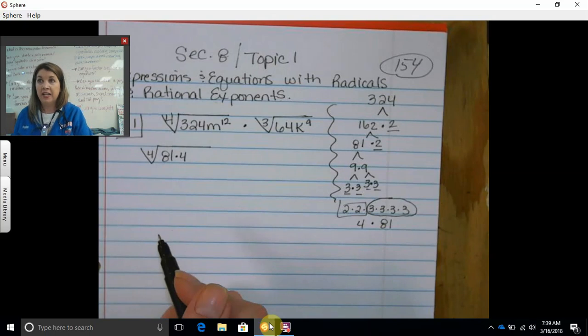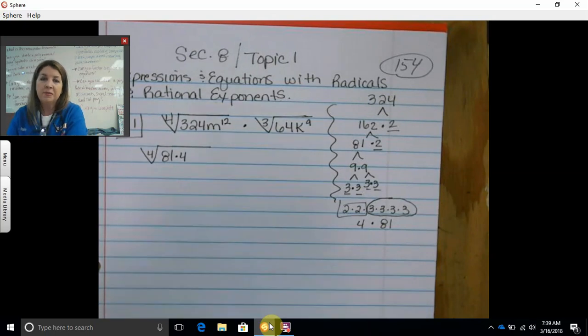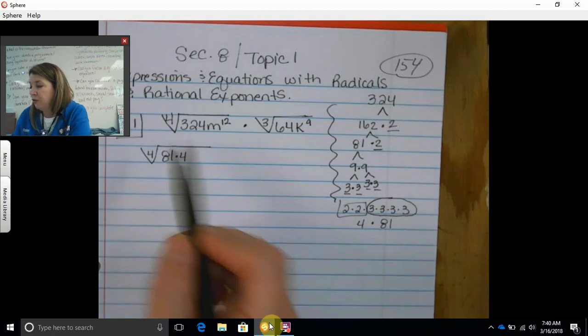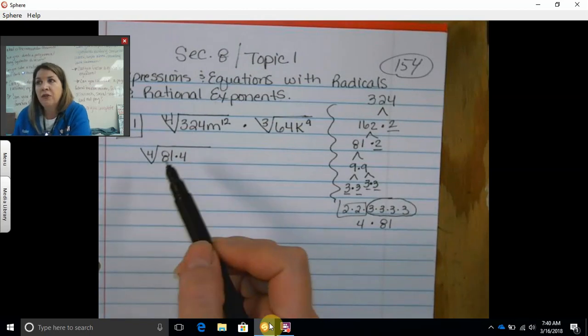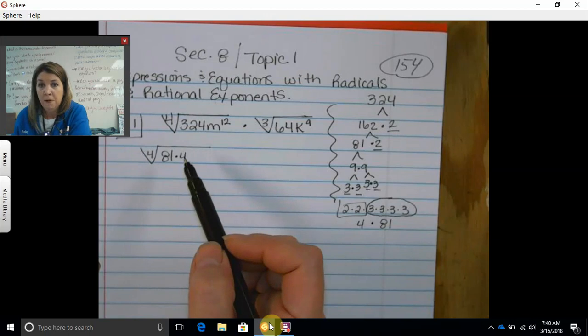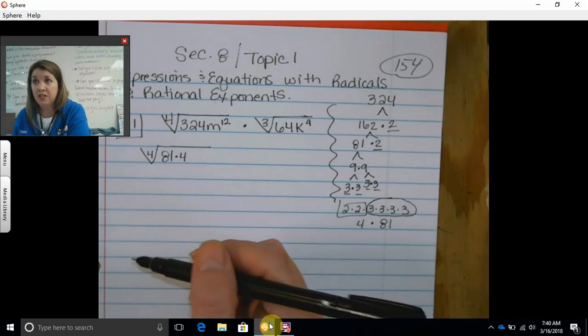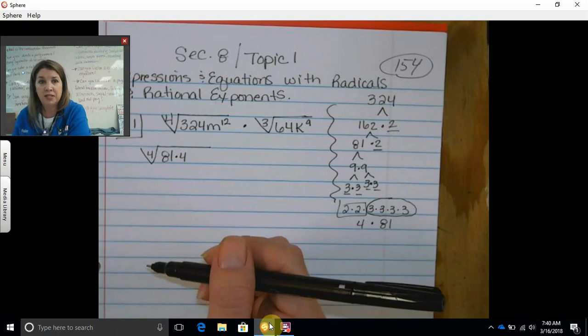And then I'll go back and take the 4th root in a minute. Now, m to the 12th. When you have a variable with an exponent, you're not taking the 4th root of 12, you're taking the 4th root of m to the 12th. Now, I'm going to show you why it is what it is, and you don't have to do this every time, but sometimes it helps to visualize it.